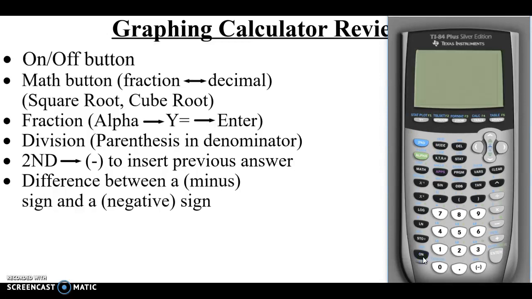Okay, so go ahead and turn it back on. If you ever get this, it doesn't matter, just go ahead and clear out of that. Okay, now the first thing I'm going to show you is the math button. That's one of the most important buttons you'll use. So over on the left side, see it? Go ahead and hit math.